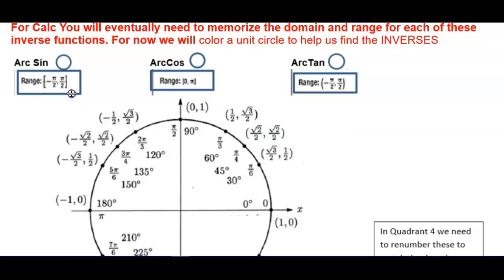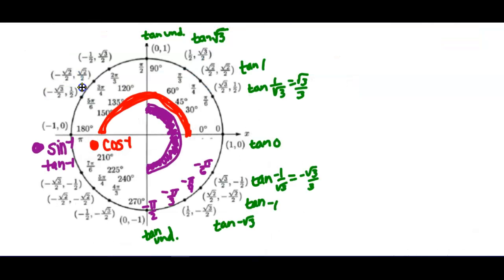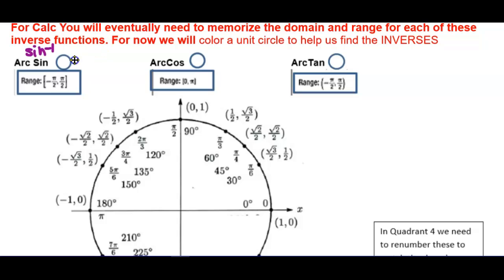So it's going to say on your notes here that the sine or arcsine is, now I want to color this. Okay, I'm going to do purple, and it is going to be from pi over 2 up here all the way down to negative pi over 2 down here.